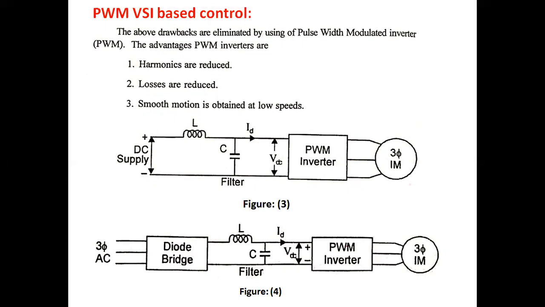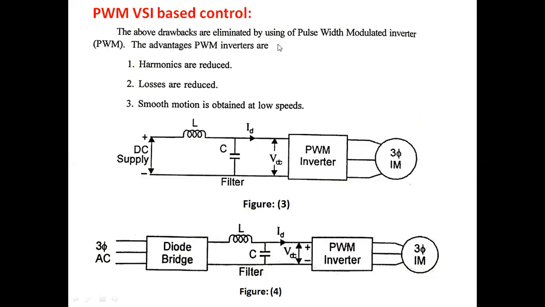But by using this pulse width modulated inverter, we have some advantages. These are the disadvantages for 6-step inverter. As the 6-step inverter has some disadvantages, like it produces more losses, and it also introduces harmonics like the 5th, 7th, 11th and 15th harmonics. All these harmonics are reduced by operating the VSI in PWM inverter mode.